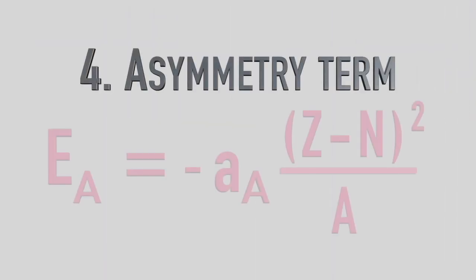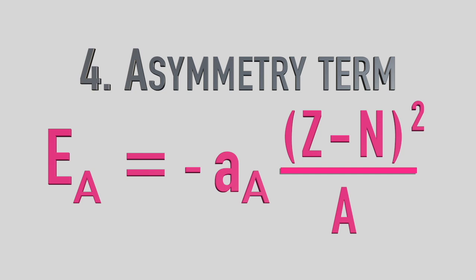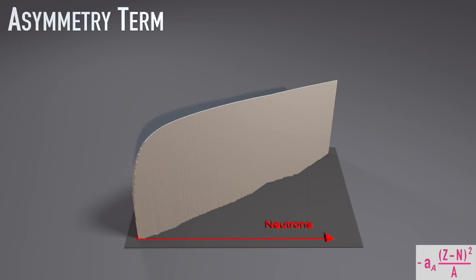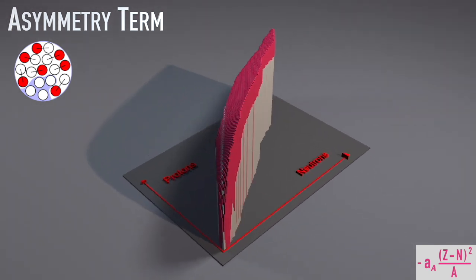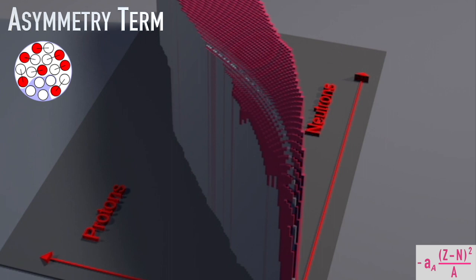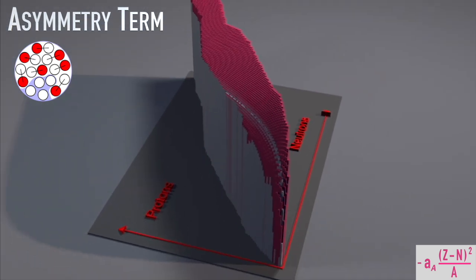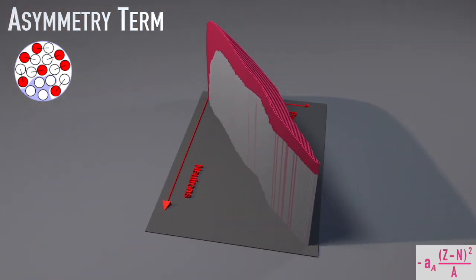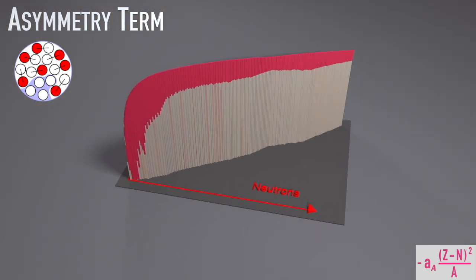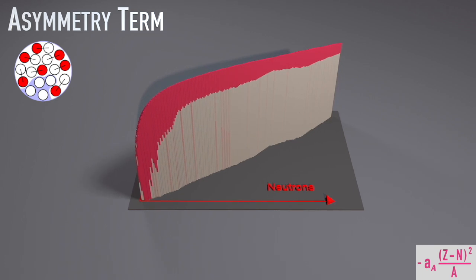Asymmetry term. Due to the Pauli exclusion principle, each energy level can be occupied only once. An unequal number of protons and neutrons implies an asymmetry in the filling of energy levels for neutrons and protons. Thus, the binding becomes weaker if energy must be invested in the filling of higher energy levels, as neutrons cannot occupy the lower energy levels of protons, and vice versa.